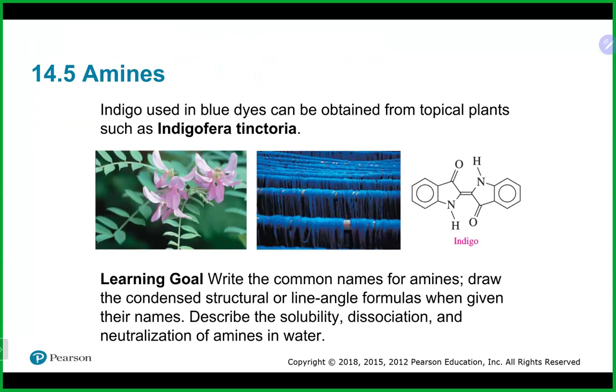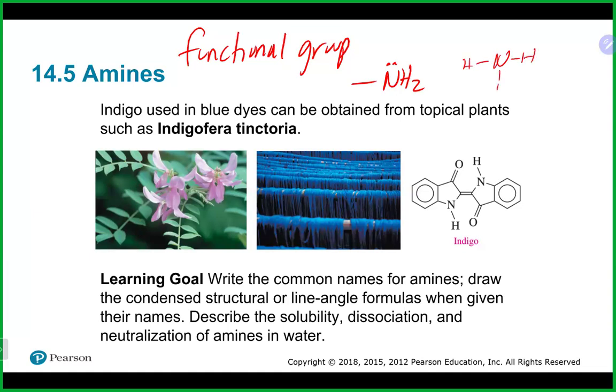Amines really have the functional group basically NH2, this kind of nitrogen containing group. They are, as we will see, basically sort of a derivative of ammonia. So they are very much based on ammonia, which is NH3. So they are very similar to that ammonia, which is a weak base.